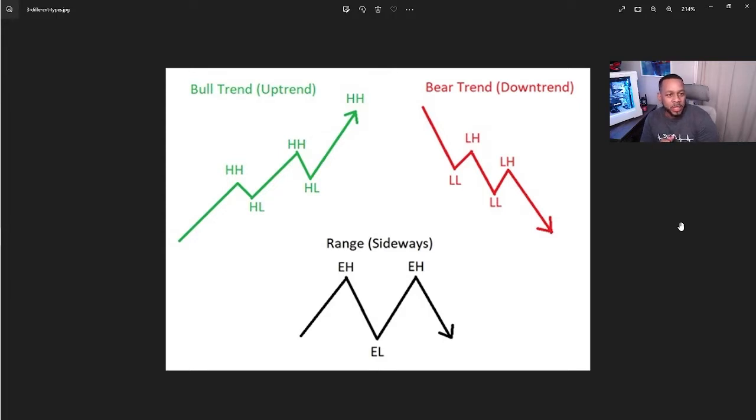Welcome back. What we'll be talking about today is trend structures. So this is a good one. This is our bread and butter of trading. Whether you're a day trader or you're a swing trader, you have to know your structure. So let's get into it.